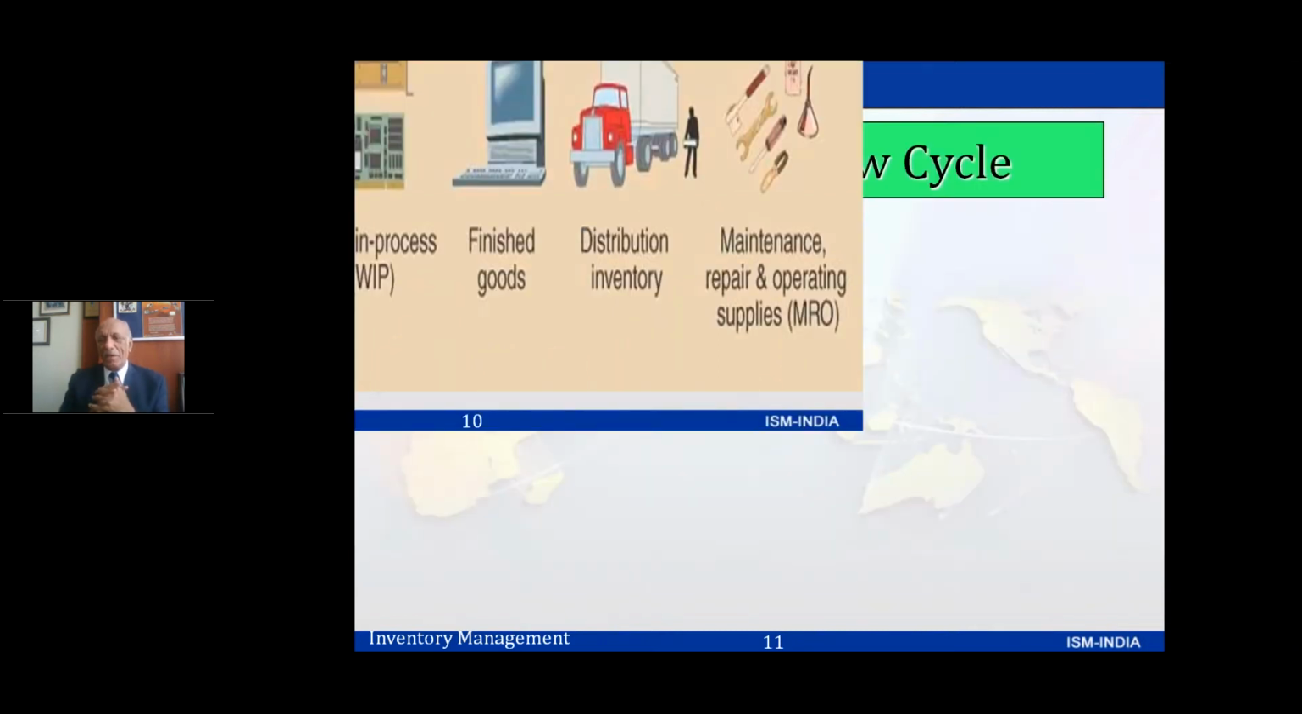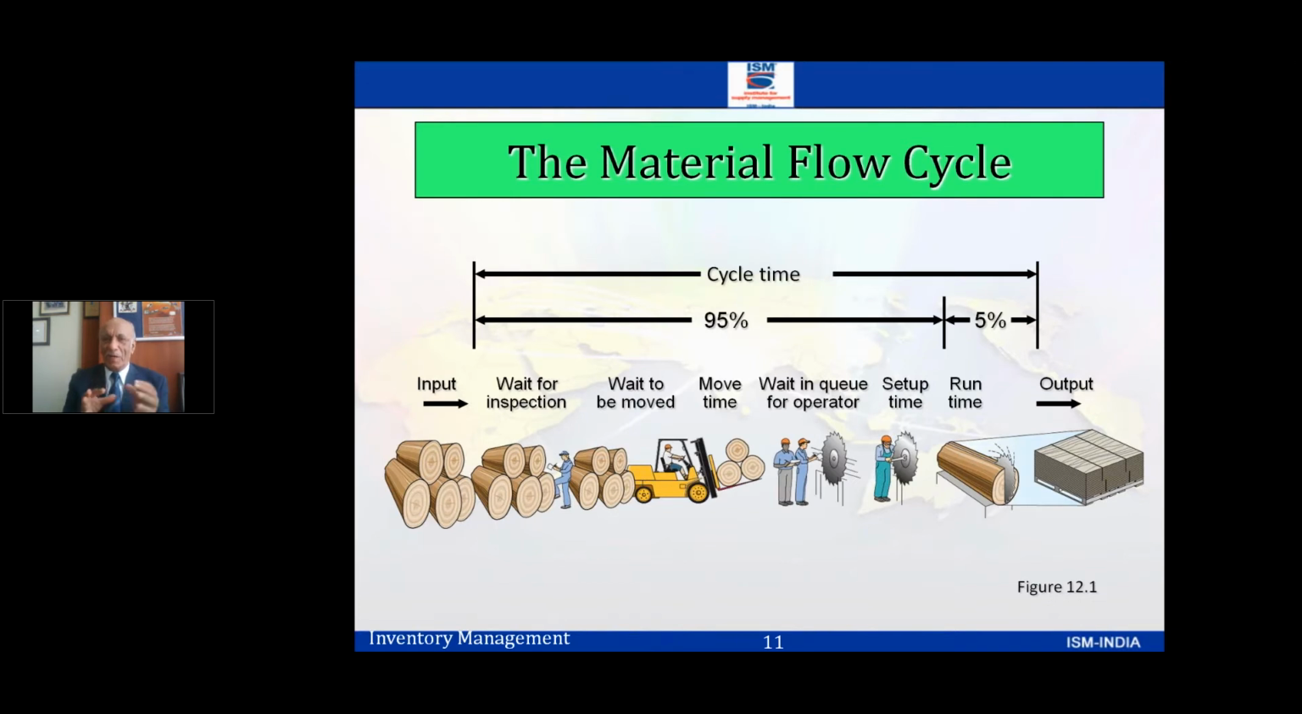But if you look at this cycle time, I think this gives you a very good idea. Somebody is making input, somebody is waiting for inspection, waiting to be moved, waiting and standing in the queue. So by the time the raw material gets converted into output, 95% of it is waiting time. Actual work is only 5%. And this waiting time is a waste. So wherever we work as consultants on supply chain, we always look across the whole supply chain, whether of service or of goods, at how much is the waste time, how much is the waiting time.